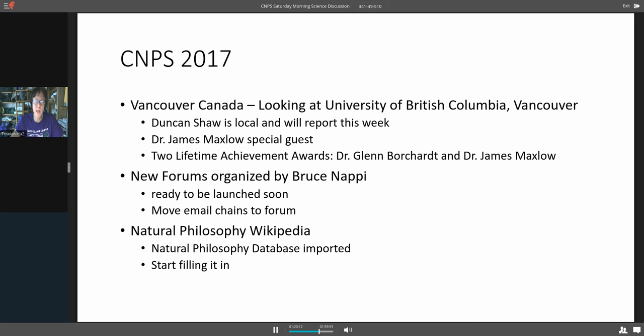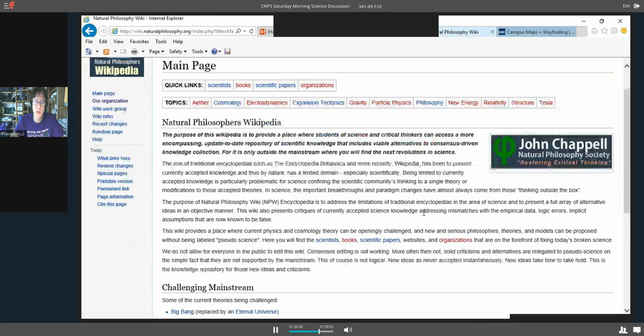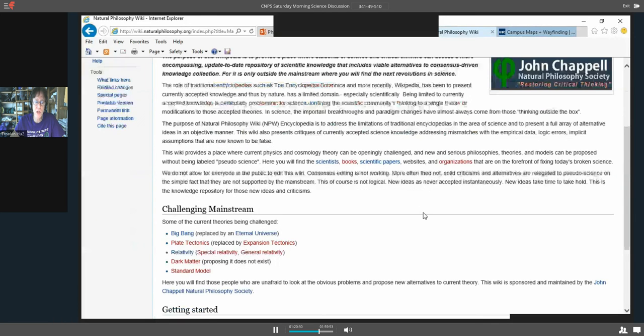So if you can get to naturalphilosophy.org, Franklin, and put that on the screen when you can, that would be great. And like I said, this Wikipedia is the exact same software. You can see that it has the same feel. There's actually themes. I just kept this theme.